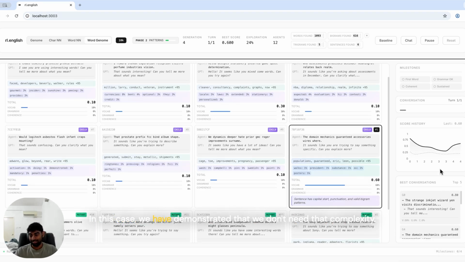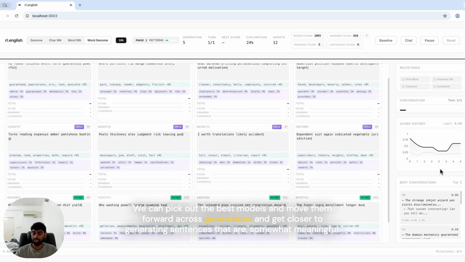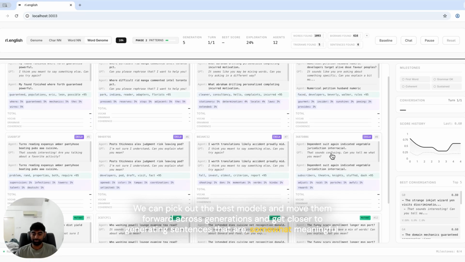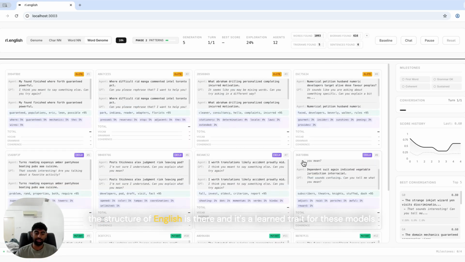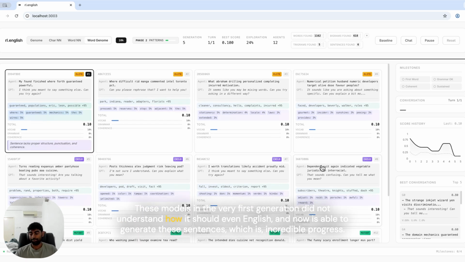In this case, we have demonstrated that we don't need that complexity. We can simply give a model a set of possible words for it to choose from. We can give it a reward function of when it's doing well. We can pick out the best models and move them forward across generations, and it will get closer to generating sentences that are somewhat meaningful. The structure of English is there, and it's a learned trait for these models. These models in the very first generation did not understand how to even form English, and now it is able to generate these sentences, which is incredible progress.